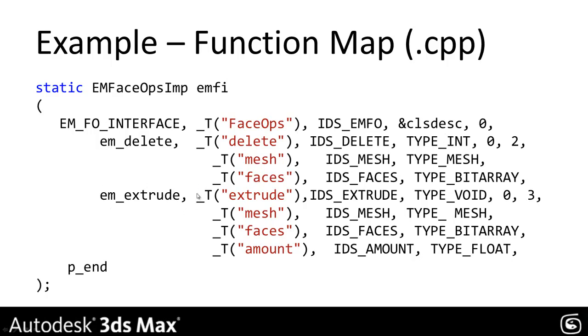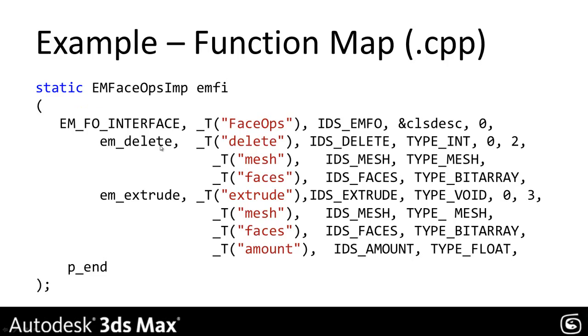And then the same for the extrude. It's called extrude. It's a type void. And then it's taking the mesh, the faces, and the floating point value for the amount. Okay. So this is built out with some different arguments.